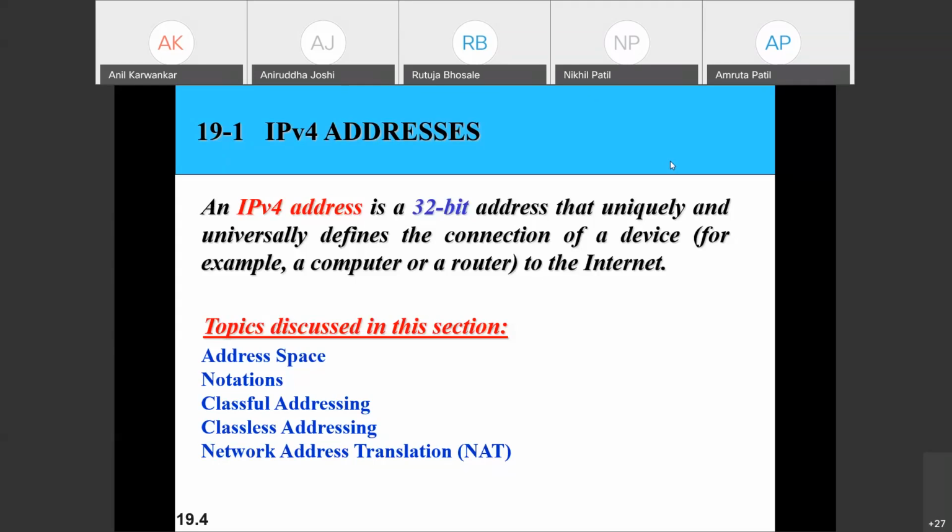2 raised to 32, 32-bit is the length of the address. It's an IP address, so there is no confusion at all. Whenever there is an IP address, it will be a 32-bit address which defines the connection of a device to the internet. Make it very, very clear.